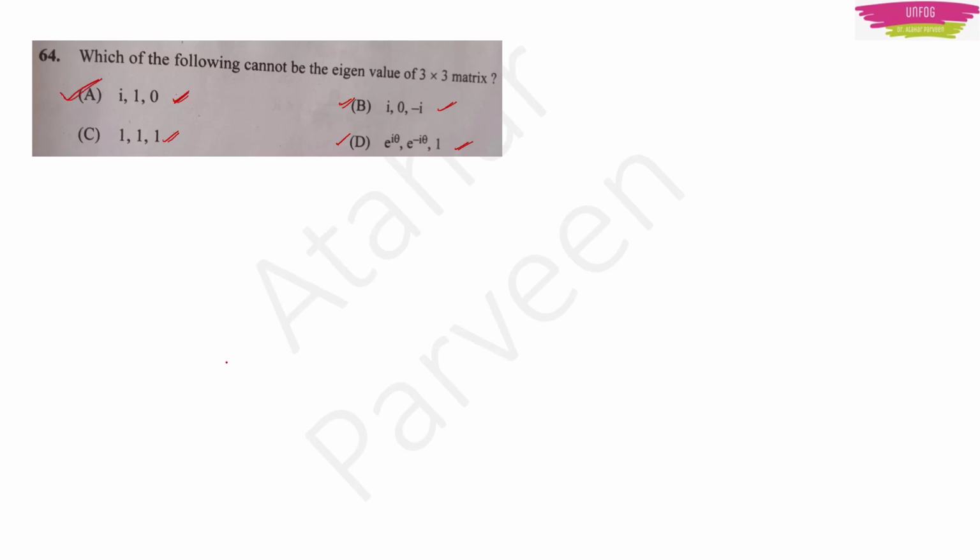I will tell you the reason. Actually, if the matrix is real, then whatever complex eigenvalues there are, they always occur with their complex conjugates. See here, i has its complex conjugate minus i. Yes, both are eigenvalues. For e to the i theta, the conjugate will be e to the minus i theta. But here in option A, there is no conjugate. If i is there, then minus i should have been there. Then only it would be a correct eigenvalue set of the matrix. So this is not possible. i, 1, 0 is not possible.